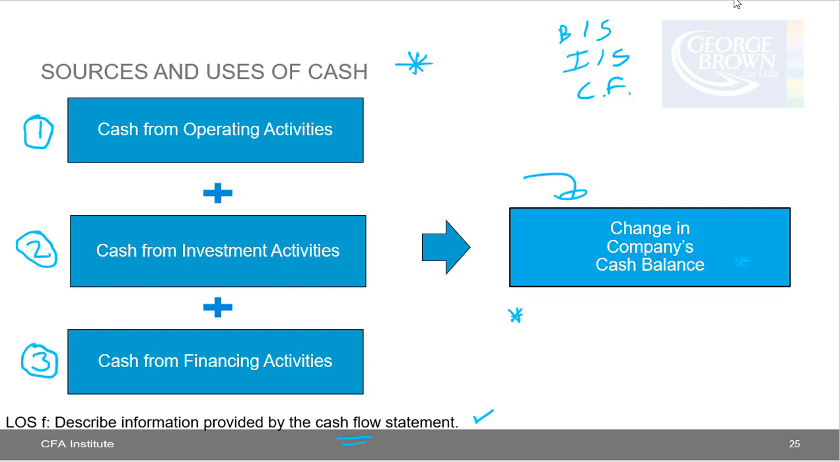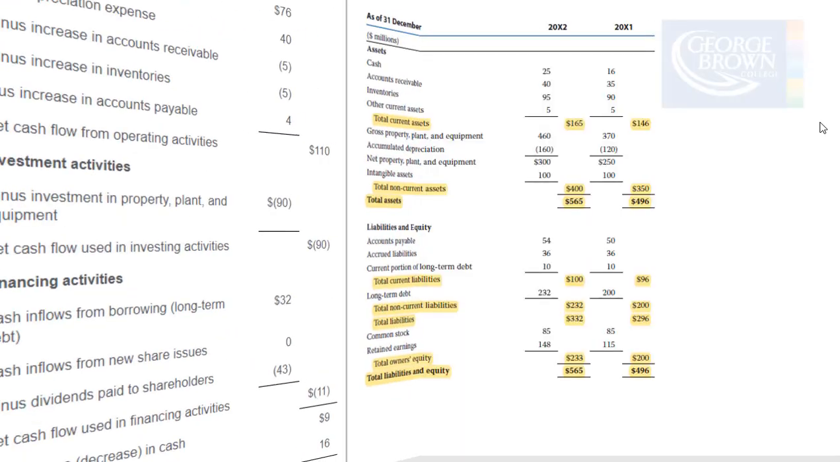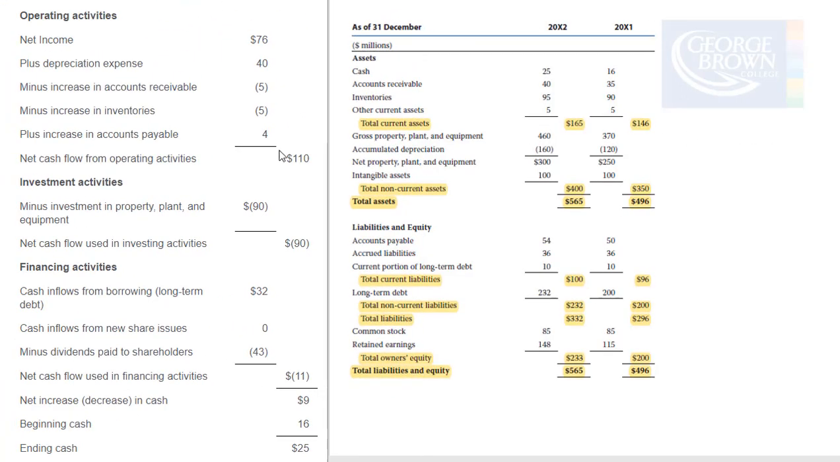On the left-hand side here, I've got the cash flow statement open for ABC Company. And on the right-hand side, I've got the balance sheet open, because the cash flow statement actually refers to several items on the balance sheet. So I just want to have the two open for you side by side. What I don't have open is the income statement.